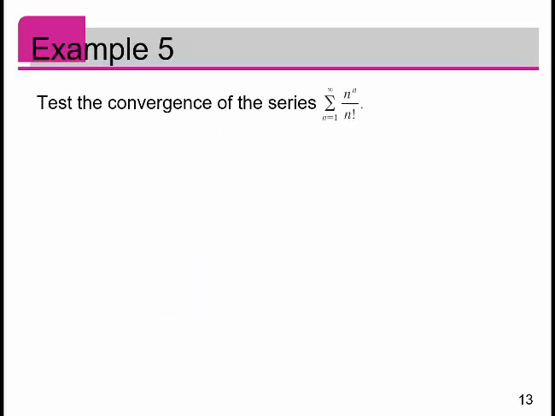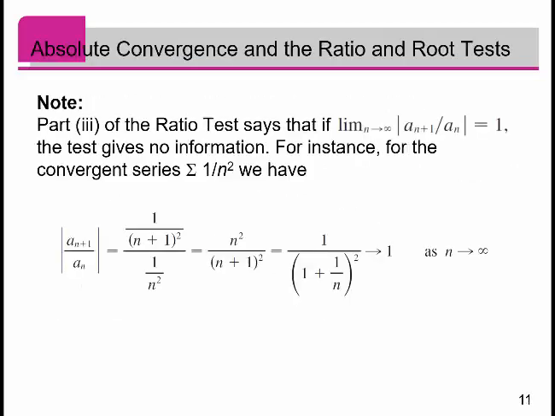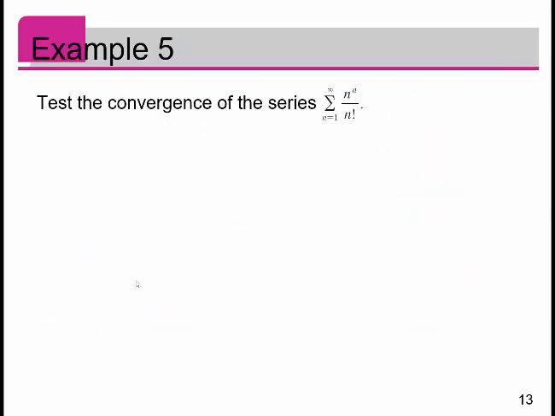All right, let's look at this one. Let's test the convergence of this series: the summation from n equals 1 to infinity of n to the nth power divided by n factorial. Since the terms a sub n are all positive, we don't need to use the absolute value signs, like back here, where it's always the limit of the absolute values. We don't need to use those absolute value signs.